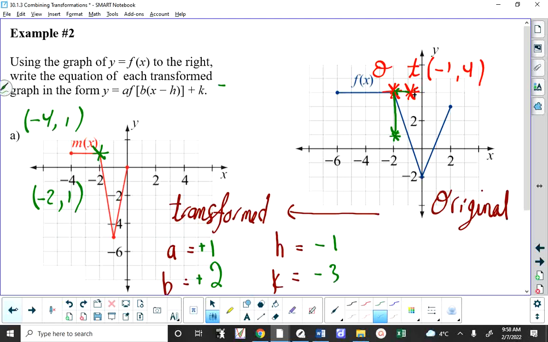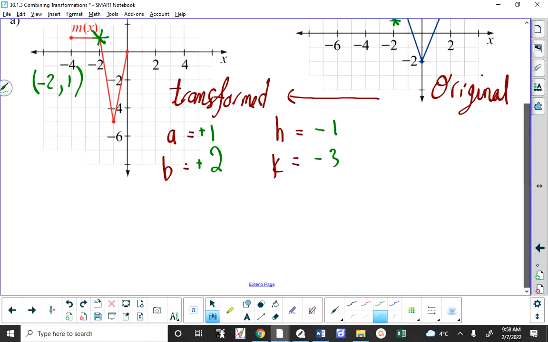Transform the point you choose with A and B and find out what additional translations need to happen to get it to be where you want it to be. So that being said, here's the equation of our function.